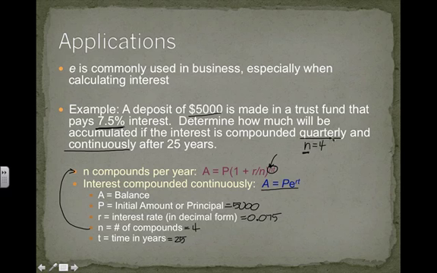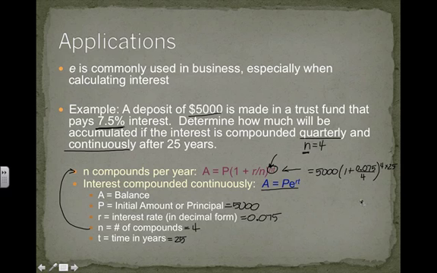So for the first one, compounded quarterly, we need to use this equation right here. So we get 5,000, because that's our P, times 1 plus our interest rate, which is 0.075. Remember, we need that as a decimal, not as a percentage. Over n, our number of compounds, that's 4, raised to n times t, which is 25. Okay, so I want you to go ahead and plug that into your calculator. See what you get. Pause the video. It's going to take a couple seconds.